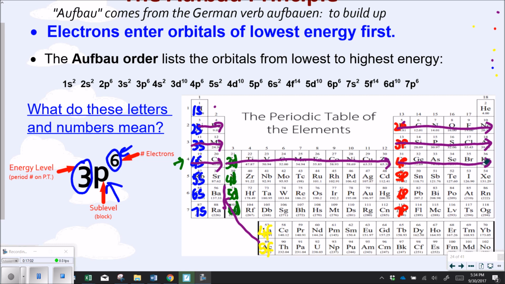And then when you get to the 6s, you have 6s2, and then you have to switch to f, 4f1 through 4f14, and then you are back to 5d1 through 5d10, and 6p1 through 6p6, and so on.